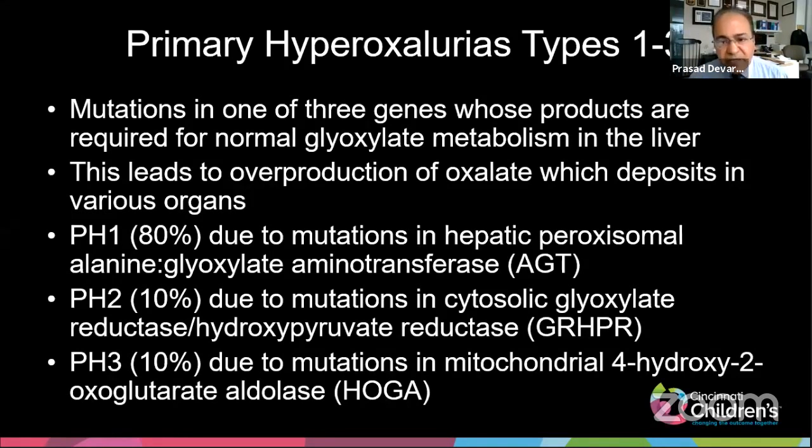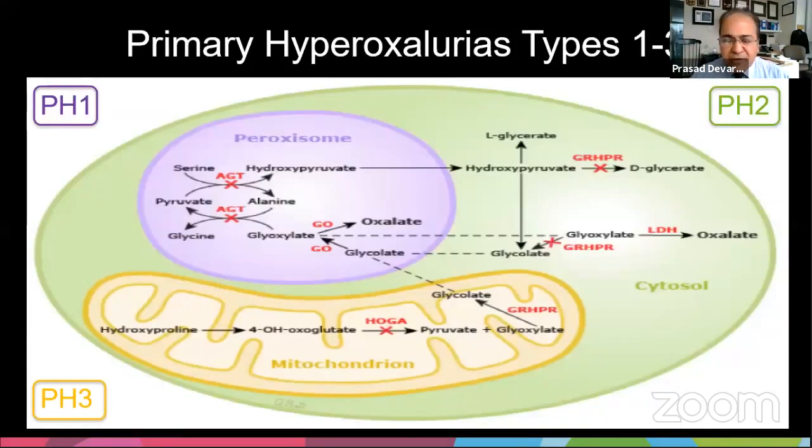So you can have mutations in the liver cell in the peroxisome or in the cytosol or in the mitochondria. And this picture sort of summarizes that. In purple is PH1, which is the peroxisome here. And the problem here is AGT, which is responsible for converting glyoxylate to glycine and other important metabolites. If that is absent, glyoxylate then gets converted to oxalate because of the presence of an enzyme called glycolate oxidase. So remember GO, we'll come back to this later. So in PH1, you get excessive oxalate production, which then escapes into the cytosol.